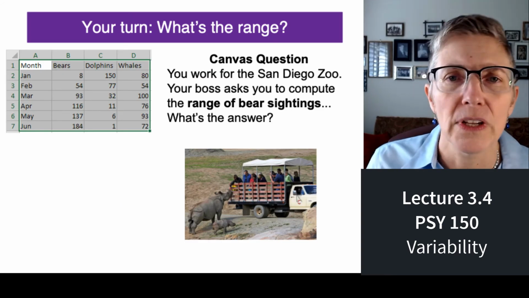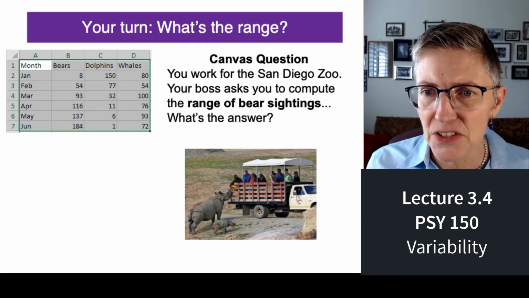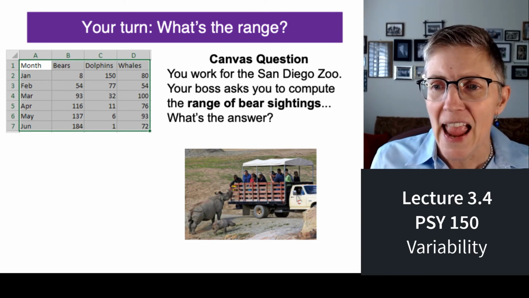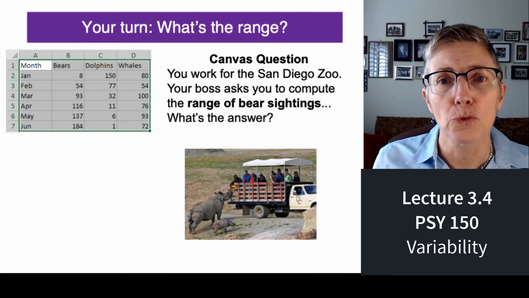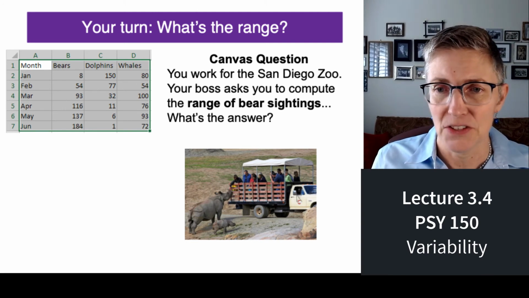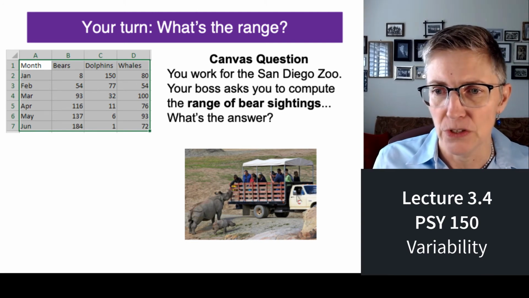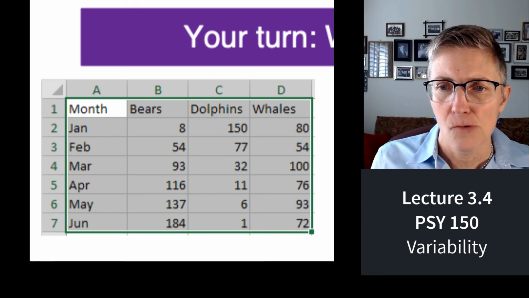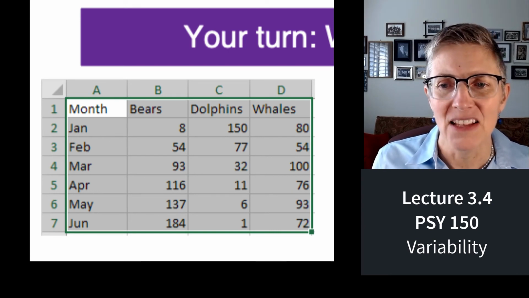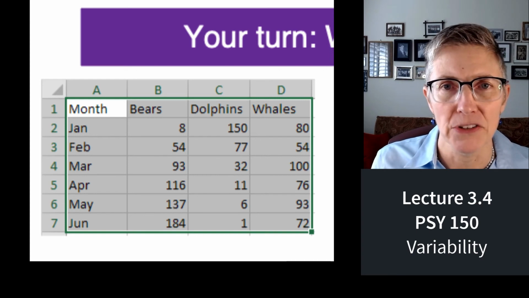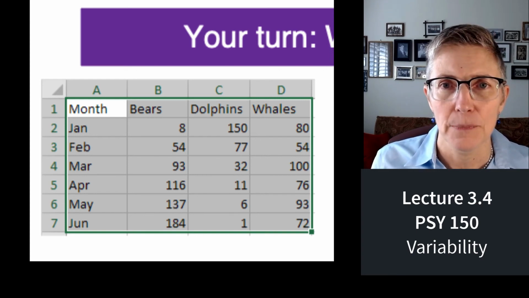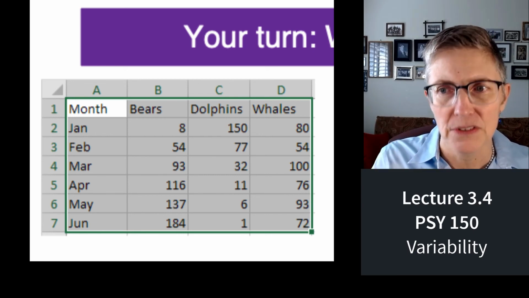Okay, so let's see if you've understood this. Imagine you're working for the San Diego Zoo, what a cool place to work, and your boss asks you to compute the range of bear sightings. And you have this chart that I'm going to expand here. The range of bear sightings. Well, let's see. What month has the largest number of bear sightings? And what month has the smallest number of bear sightings? The difference between those 2 months is the range.